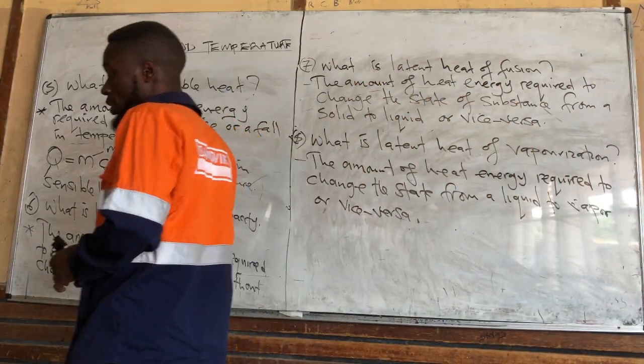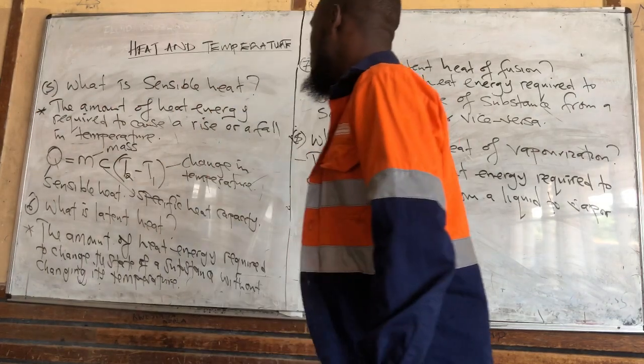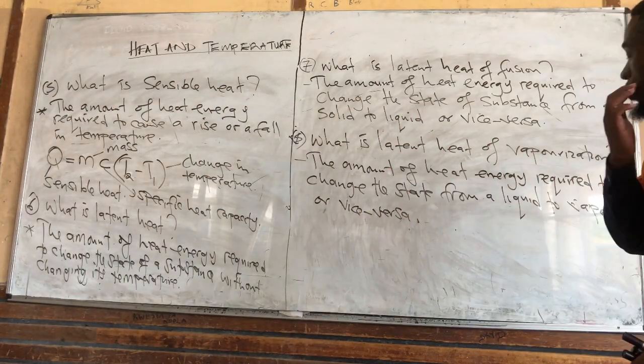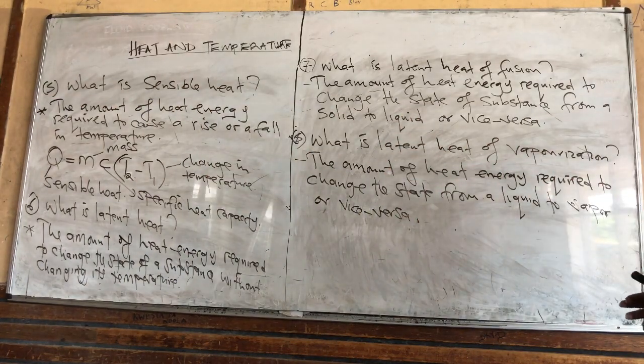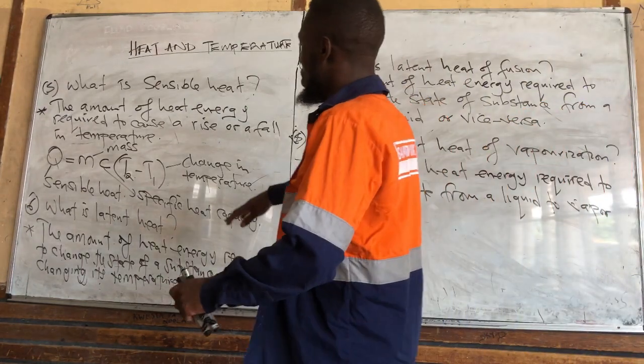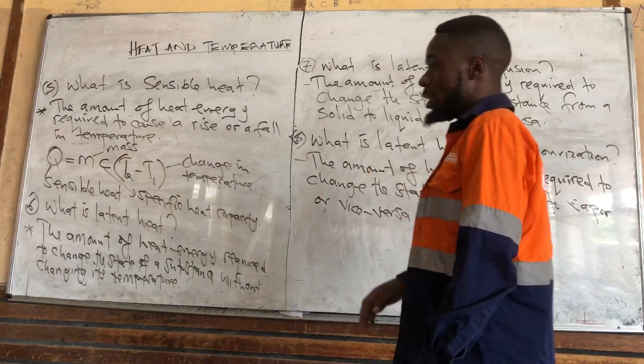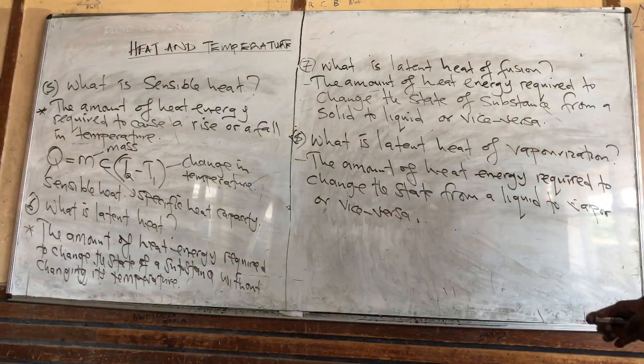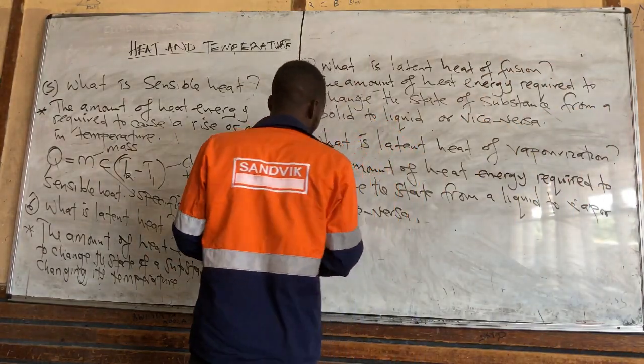So here on latent heat, we have a formula for this latent heat. This is the formula for sensible heat, and the latent heat has got its own formula here. So the formula for latent heat is this one.